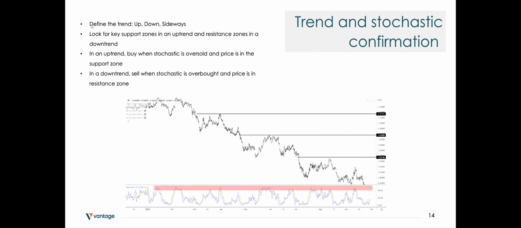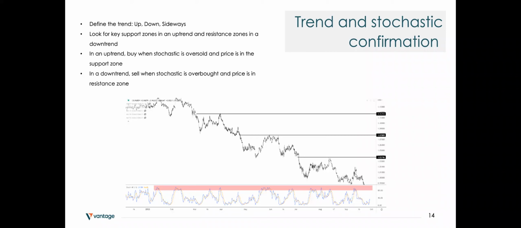Okay, so the first step is defining the trend. Second step is to identify your support and resistance zones. So in an uptrend, you just need to identify your support zones, and in a downtrend, just need to identify your resistance zone. And once that's done, in an uptrend, you buy when the stochastic is oversold, and when price is in the support zone, and in a downtrend, sell when stochastic is overbought and price in the resistance zone. Okay, again, this is an example.